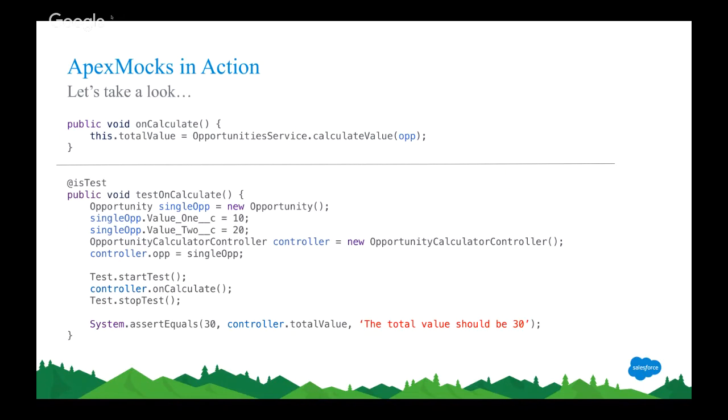As I'm sure you're all aware, we have no clue if this will pass or fail currently. The main issue is we have our opportunity service, and we have no clue what calculate value does. It might seem like it'll work because I set value 1 and value 2, but maybe calculate value just returns 4 all the time, or maybe it could do literally anything. So how do we solve the problem of us not knowing what opportunity service does and make our test isolated from that functionality? Well, we need to rewrite this unit test using ApexMocks.